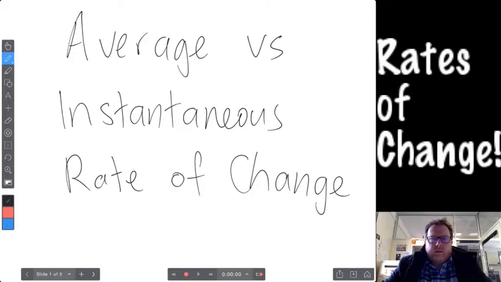Hi everyone, this is the start of our new unit of work which is called calculus, and we're going to start the unit by having a look at rates of change, specifically average rates of change versus instantaneous rates of change. So let's explore that.